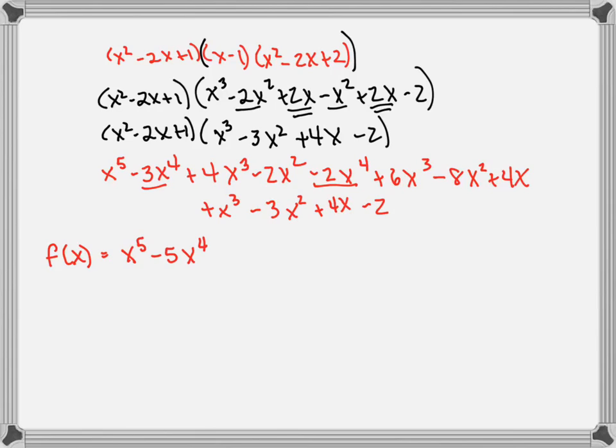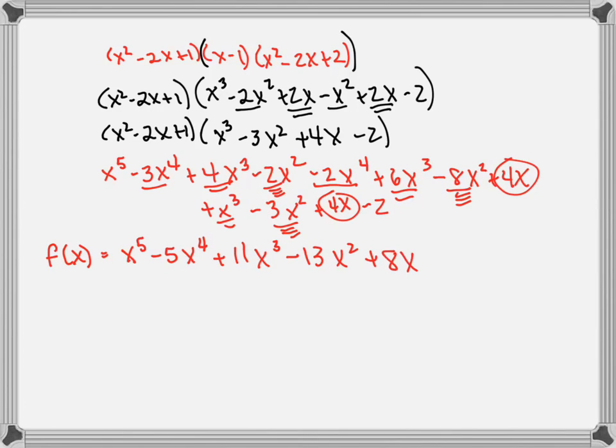Combining my x to the 4th, I get minus 5x to the 4th plus 11x cubed minus 13x squared plus 8x minus 2. So this is our polynomial function with real coefficients, having degree 5 and the originally identified zeros.